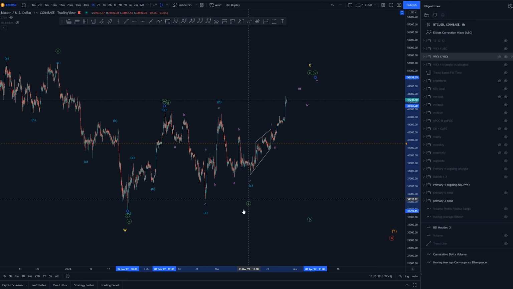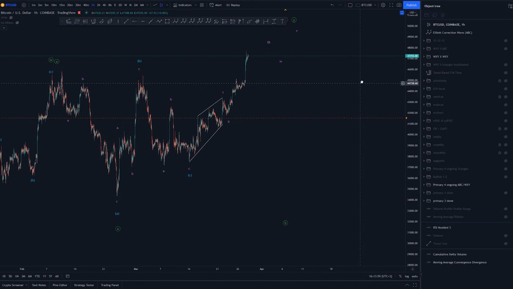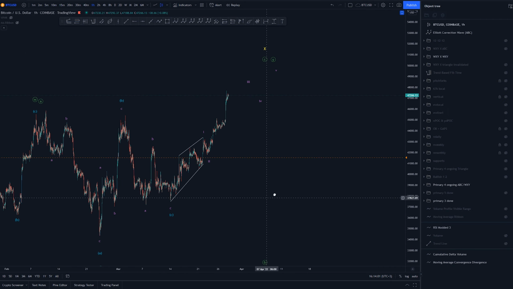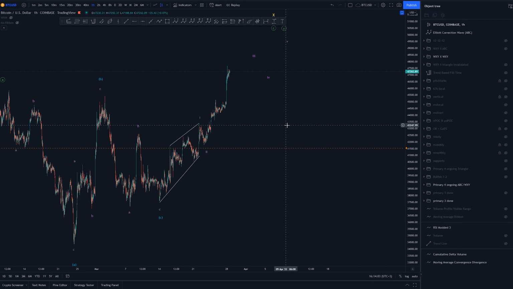Now if we have the X here, we would have W, X, and this would be Y with 3 waves, A, B, C. This would allow us again have this final 5-wave move up. How high this would be, I'm not sure. And getting 5 waves into here is kind of messy again.